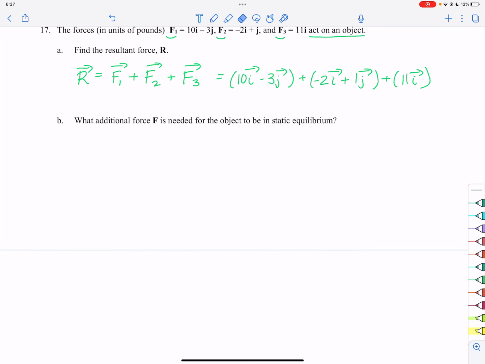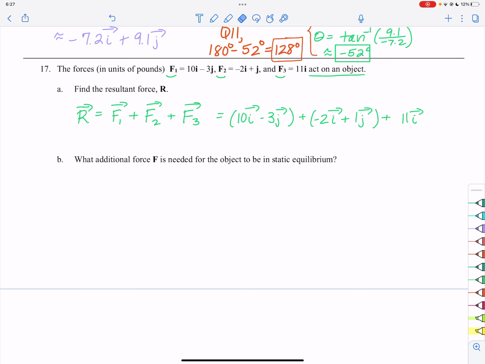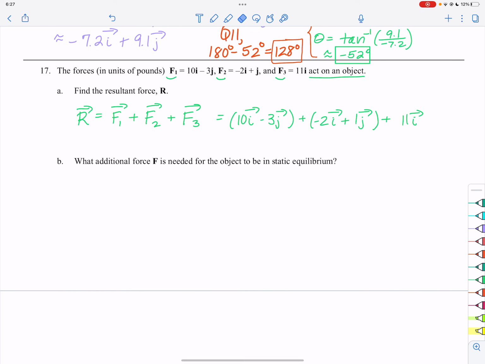And so now we come up with 19i minus 2j. And that is that resultant force R.